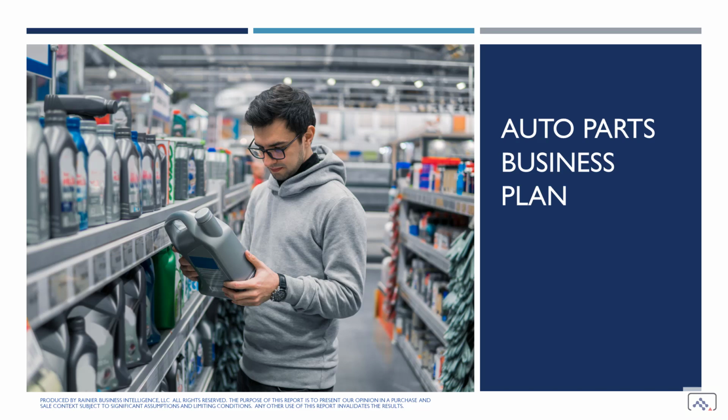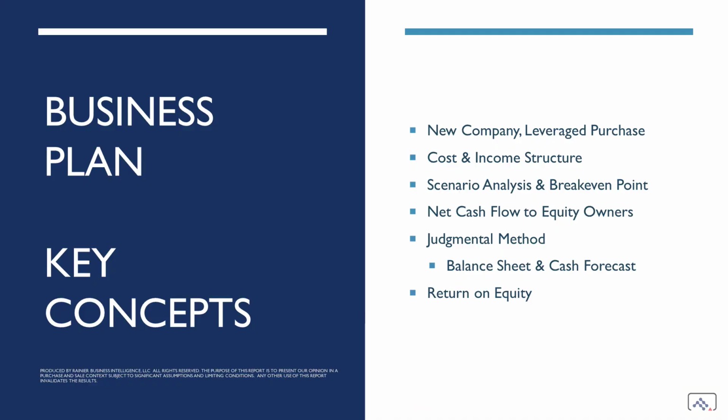In this chapter, we'll develop the forecast business plan to cover the first 5 years of operations. We'll develop the forecast cost and income structure after considering varying scenarios and developing a break-even point. The cash flow we'll focus on is net cash flow to equity owner, since the assumed financing structure includes debt and equity. Then, we'll build the forecast balance sheet and give attention to the cash forecast.